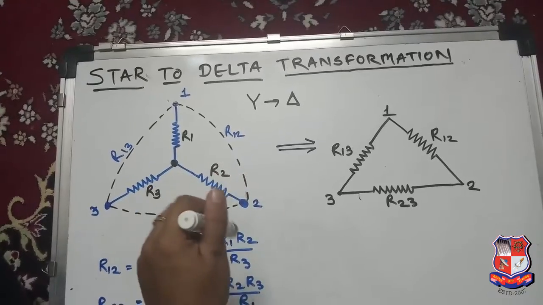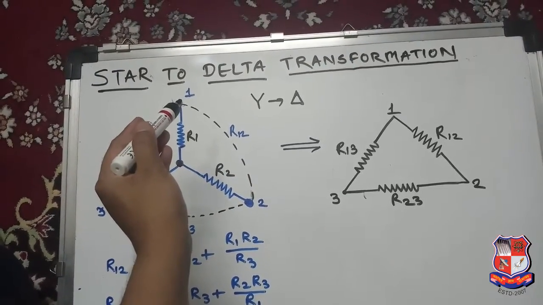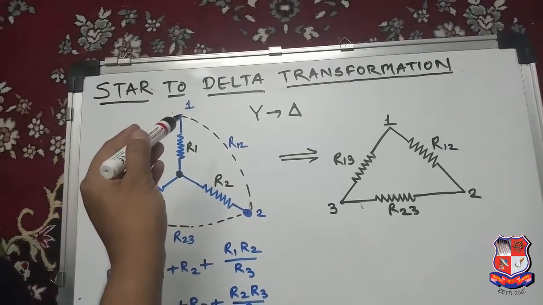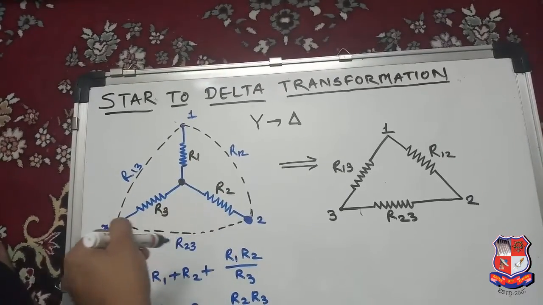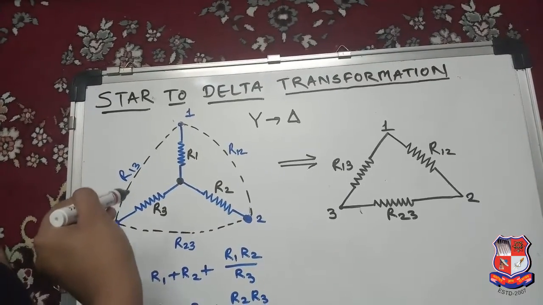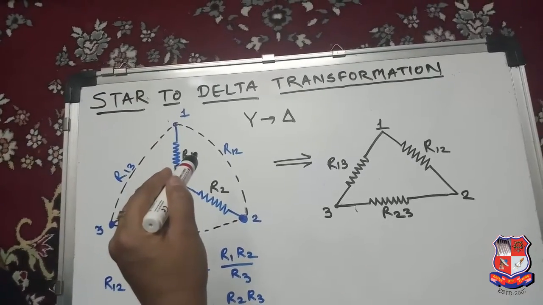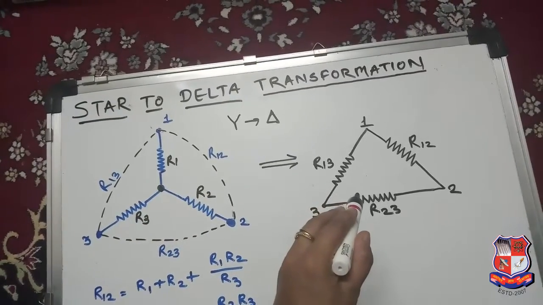It is a very simple formula. See, connect all the 3 terminals of the star from the outside, then you will finally get a network which is drawn by the dotted black diagram. It seems like a triangle. It is a delta network. So finally you will get the delta.